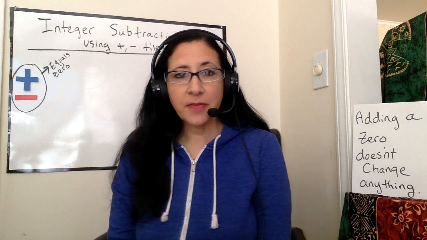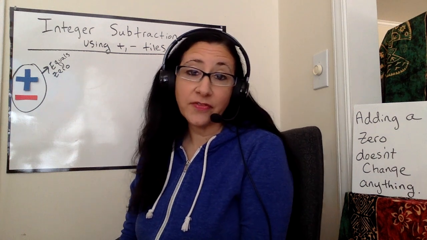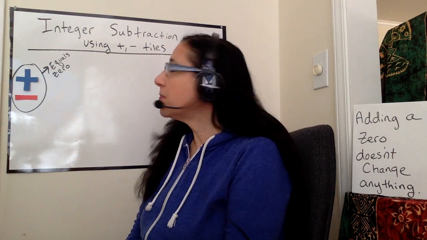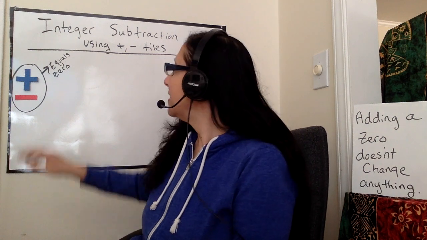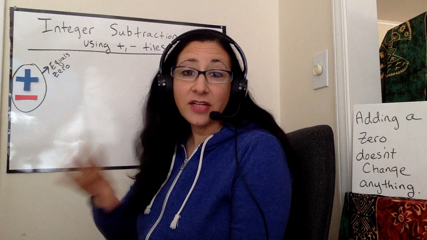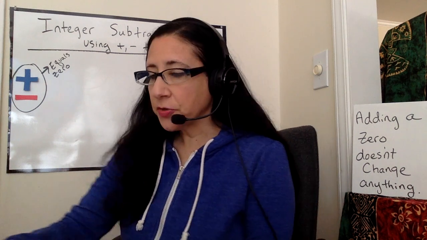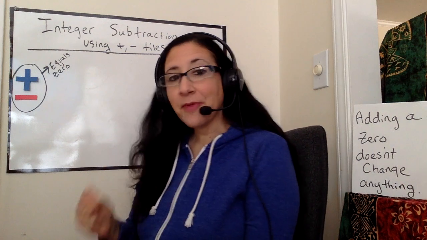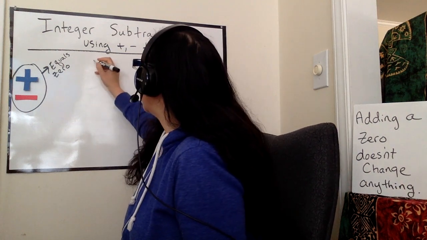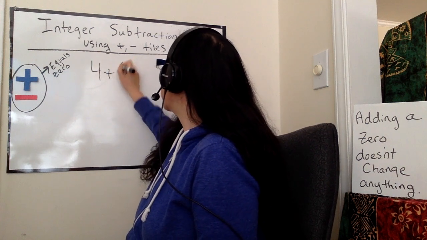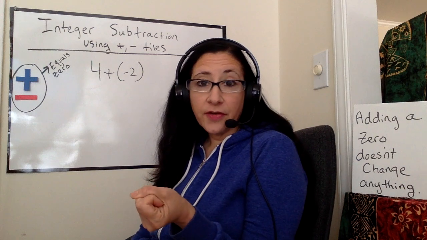Today we're going to talk about integer subtraction, and we're going to use tiles this time to do it, okay? So the number one thing to know when you're using positive and negative tiles is that a positive and a negative tile together make a zero, okay? So let's start with an addition problem just to wrap our heads around how these tiles work. Let's say I have 4 plus negative 2, and I want to solve this problem using tiles, okay?